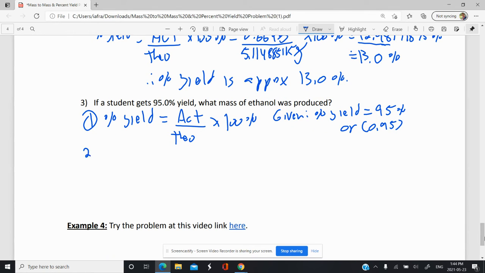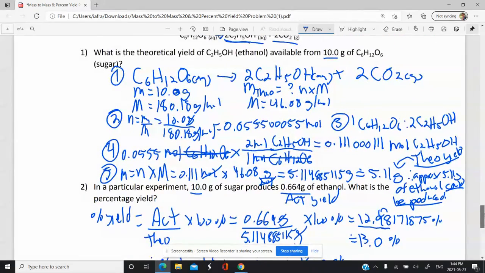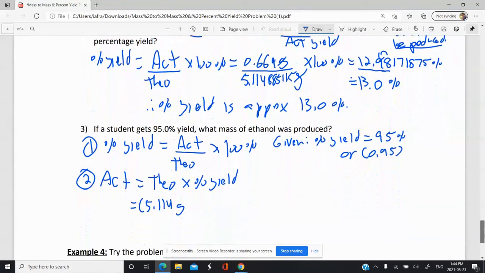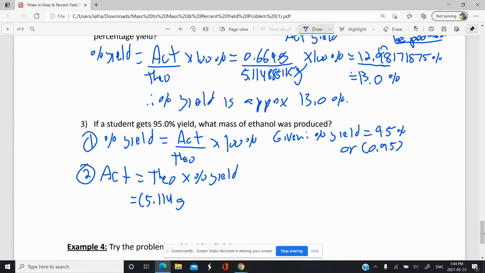So we can rearrange this. We can say that actual yield is equal to the theoretical yield times the percent yield over 100. So the fraction version of it. So that's going to be equal to the theoretical yield, which is what we had from our previous part of the question. We said about 5.114, and so on and so forth. So I'll put that in: 5.114 grams. And I'm going to put all my decimal places in there when I do the calculation and round at the end. I just didn't write them all down. Times the percent yield as a fraction, 0.95.